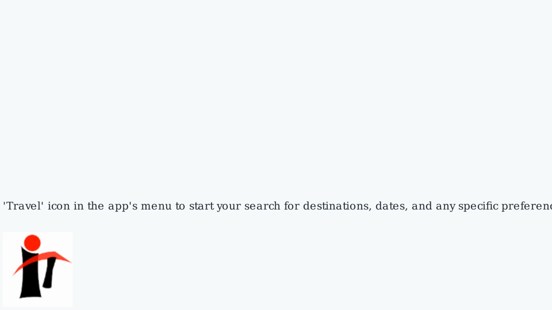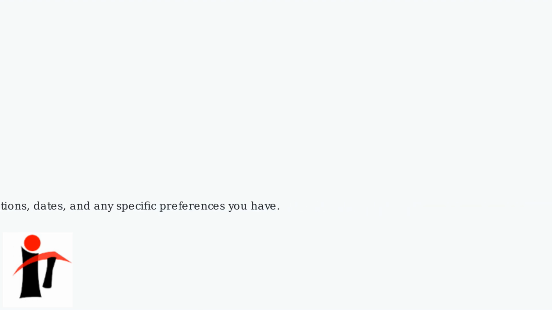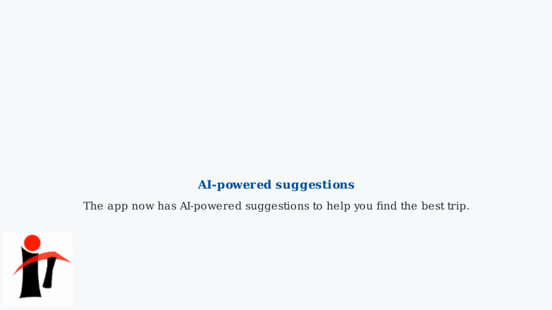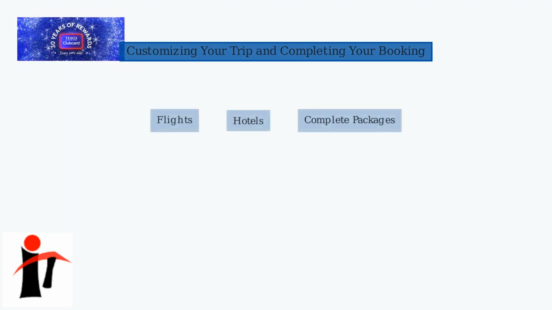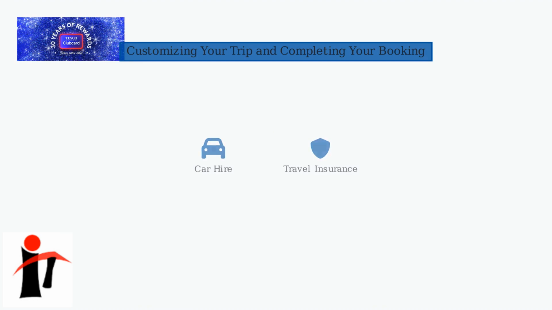Next, tap the travel icon in the app's menu to start your search for destinations, dates, and any specific preferences you have, like your budget or if you need family-friendly options. The app now has AI-powered suggestions to help you find the best trip. Once you've found your ideal holiday, you can select flights, hotels, or complete packages. You can also add extras like car hire or travel insurance.